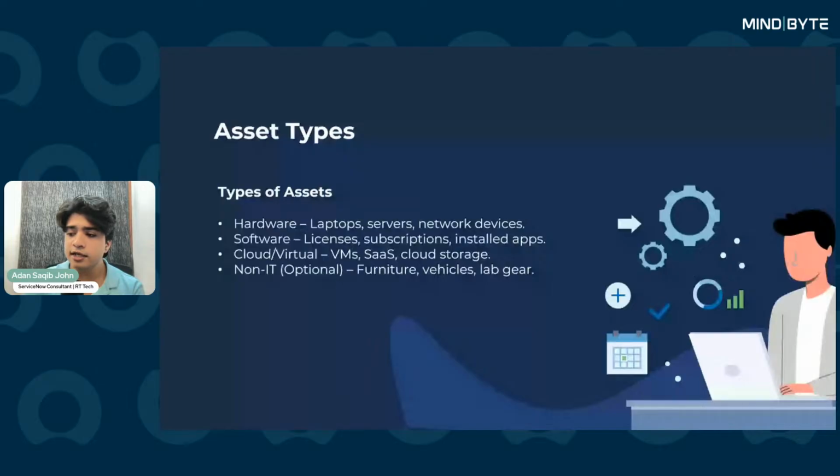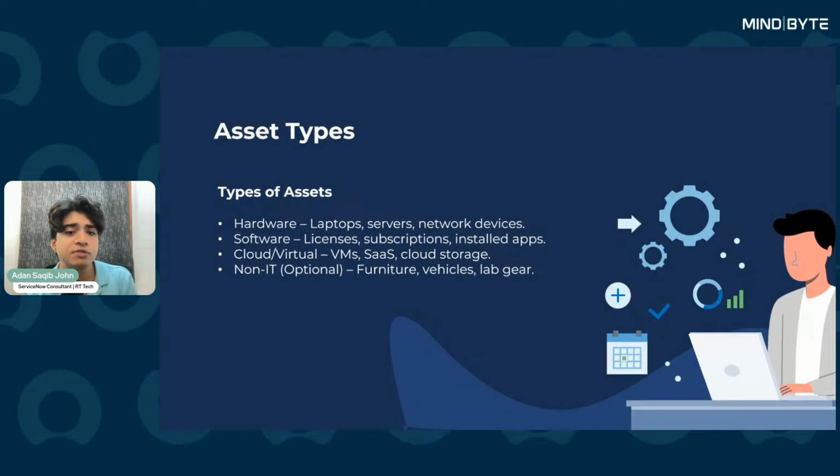The next type of asset is cloud asset or virtual asset. So basically, in today's world, a huge part of our infrastructure is virtual. So this category stores virtual machines like cloud storage and SaaS platform, like ServiceNow itself, it's a SaaS platform. These are also assets considered to a company, and they need tracking for cost, compliance, and security as well. And finally, even though it's kind of unconventional and rarely done, there are non-IT assets.